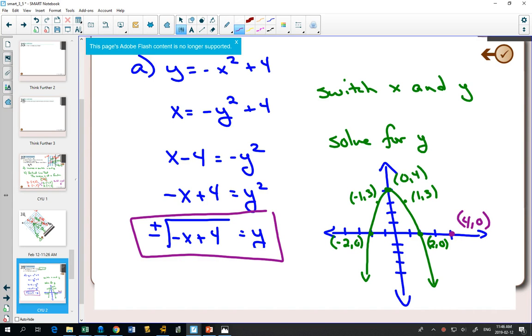is going to become (4, 0). (1, 3) is going to become (3, 1). (-1, 3) is going to become (3, -1). And (2, 0) becomes (0, 2). (-2, 0) becomes (0, -2). And that's the graph of the inverse.